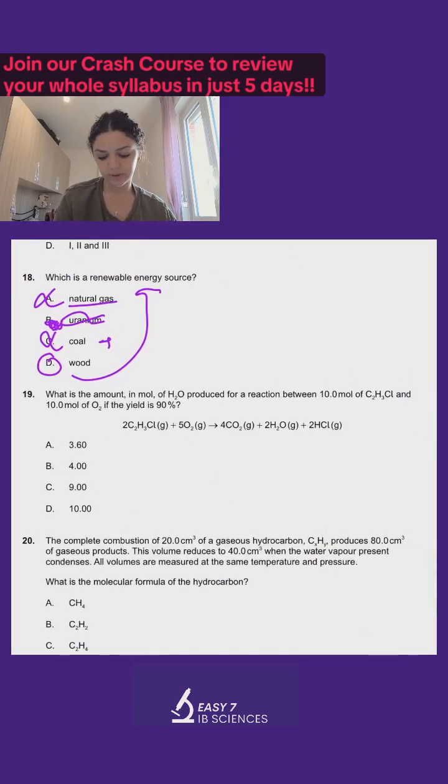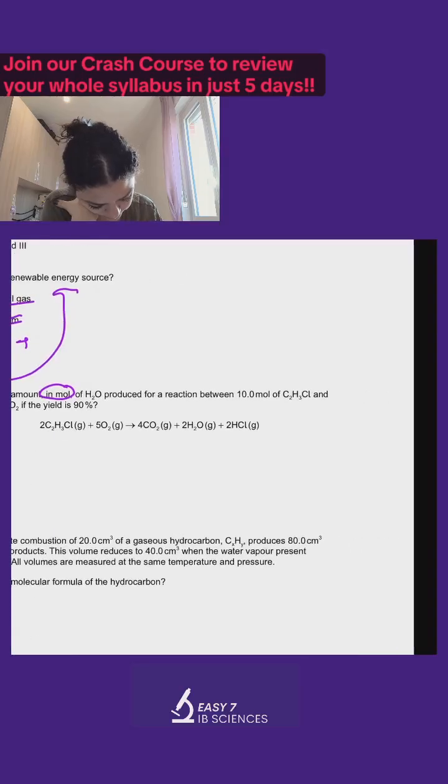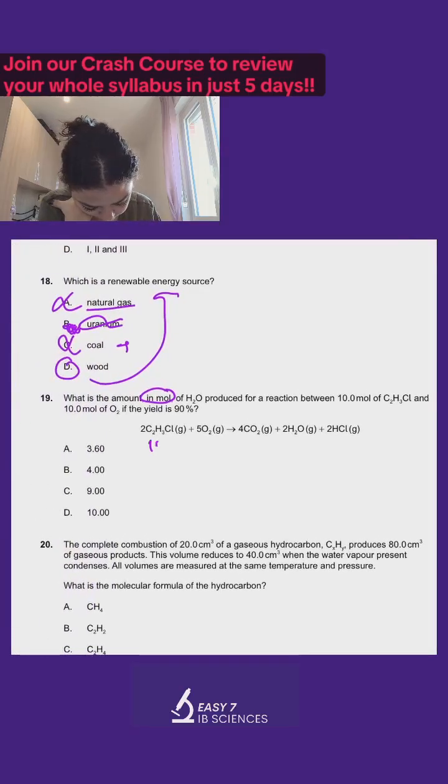Next, it says, what is the amount in mole of H2O produced for a reaction between 10 mole of C2H3Cl and 10 mole of O2 if the yield is 90%?